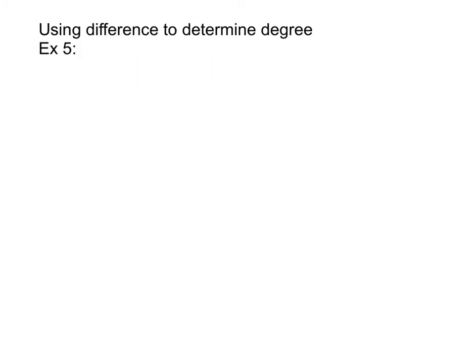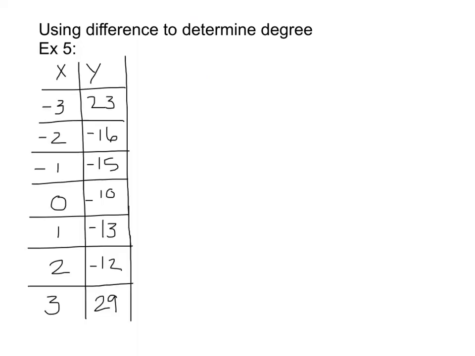Our last example today, we are going to be using differences to determine the degree of a polynomial. Okay, so you are given a table of values to determine whether these points give you a certain type of polynomial with the degree. So we are going to take the y terms, we only care about the y terms, and we are going to subtract them to get the difference.